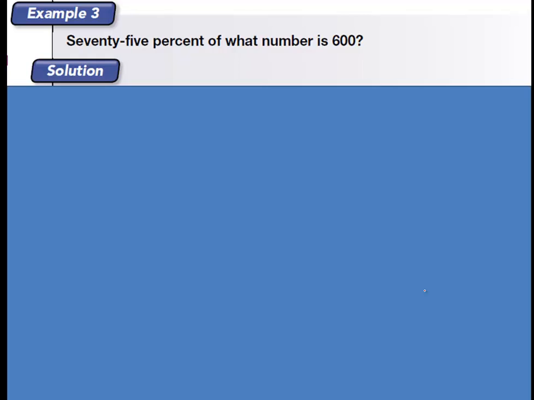Okay, let's take a look at it. 75%. So we write 75% of, times, what number? So what number equals 600? Again, we're multiplying here, so we need to do the opposite of that, which is division. Well, 75% is hard to divide by, so let's convert that right now to 0.75 and divide by 0.75. And then we divide this side by 0.75.